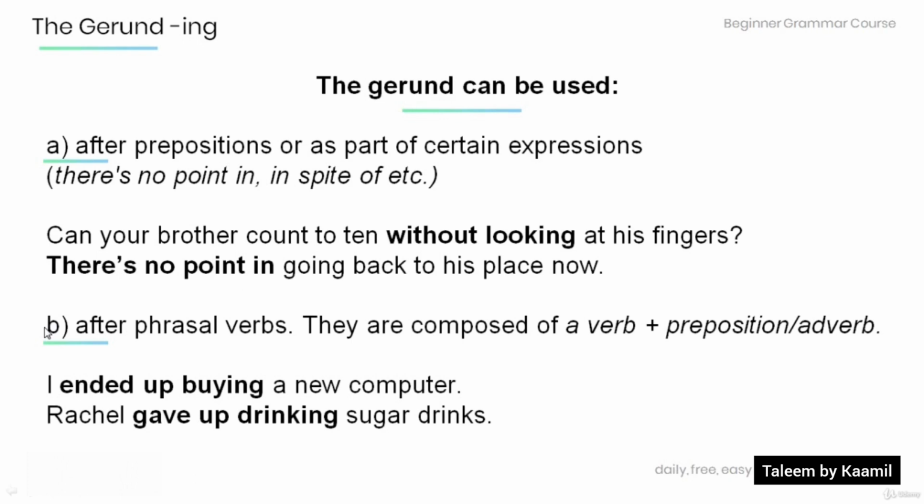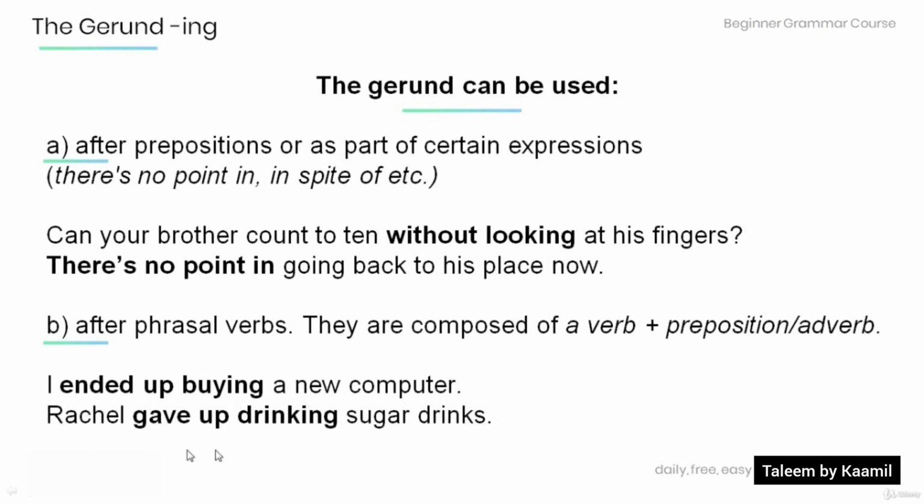B. The gerund can be used after phrasal verbs. They are composed of a verb plus preposition or adverb. For example, I ended up buying a new computer. Note that ended up is a phrasal verb, which is composed of a verb, ended, and the preposition up.